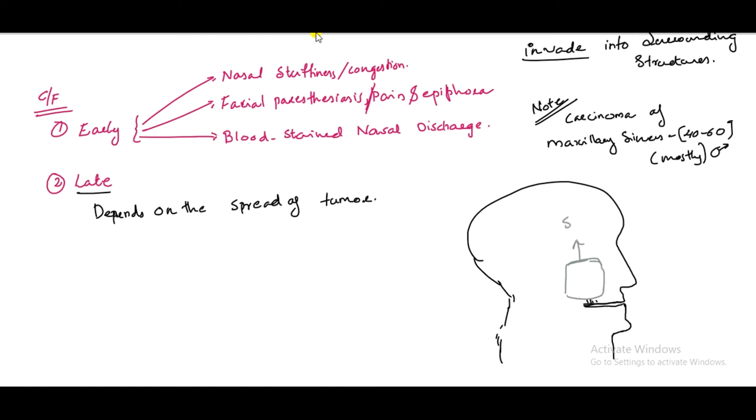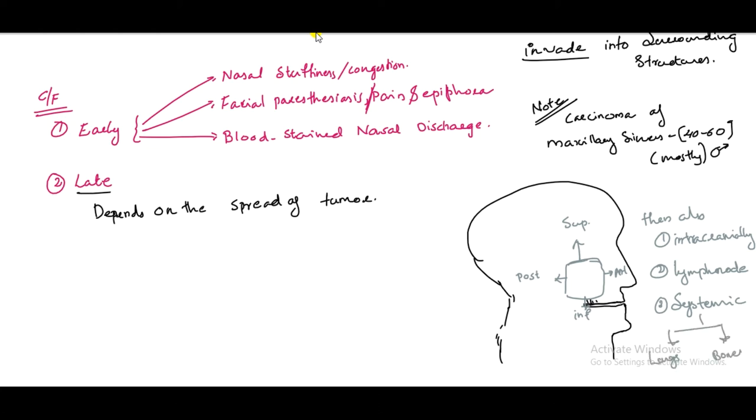So I draw the maxillary sinus here, and the tumor can spread superiorly, anteriorly, posteriorly, and inferiorly. From the maxillary sinus, the tumor can spread to various regions. It can also spread intracranially, into the brain, and into the lymph nodes. The tumor can also reach systemic areas, for example the lungs and the bone, more commonly the lungs and occasionally the bones.